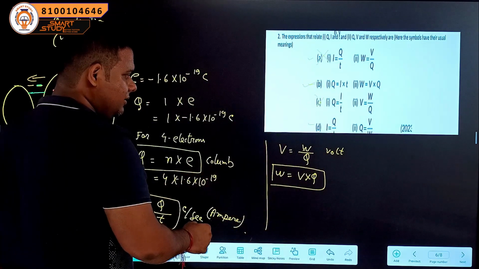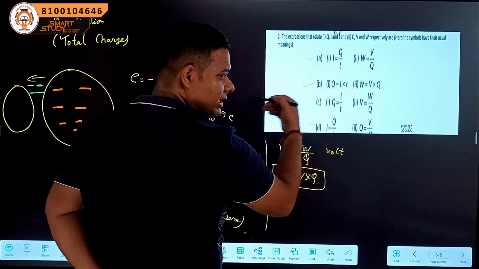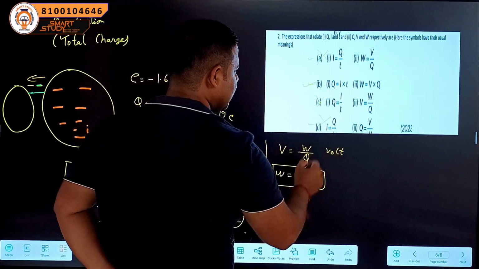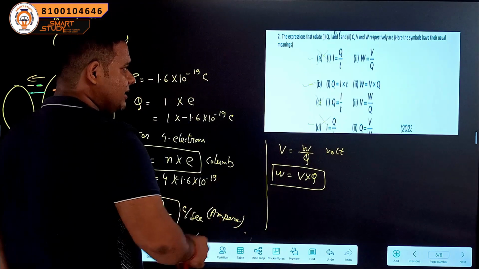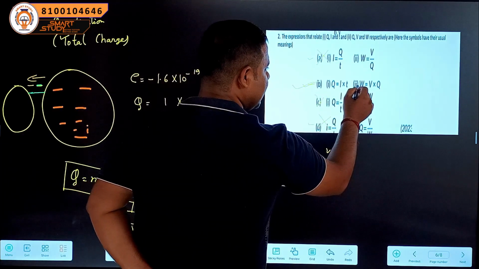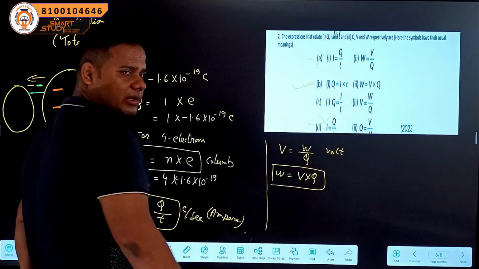V equal to W by Q, option C is automatically eliminated before, and Q equal to W by V is also eliminated. So what will be the right answer? Our right answer is option B, Q equal to IT and W equal to V into Q.